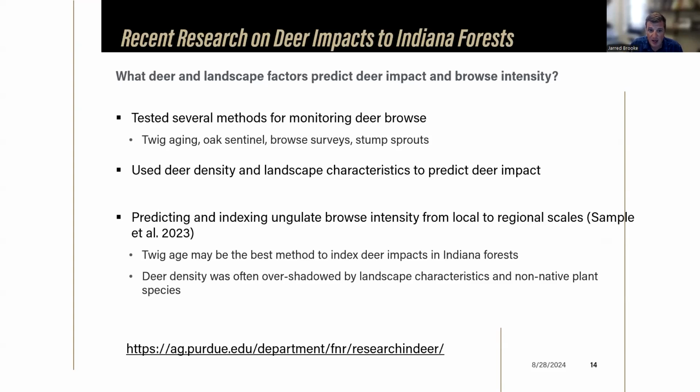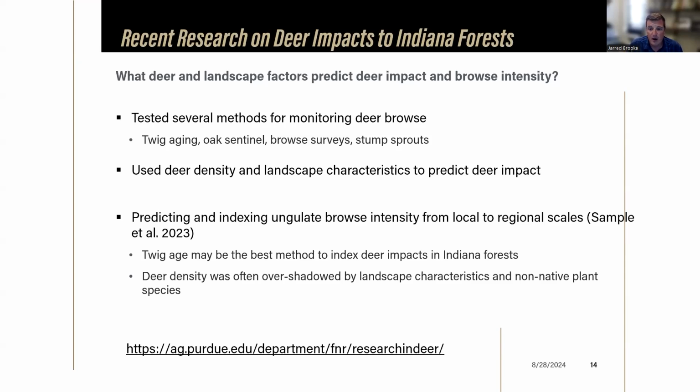But we used deer density. So we measured deer density using manned aerial flights, as well as pellet counts, so counting deer poop, and infrared trail cameras across those landscapes to predict deer densities. And then we used that deer density information and landscape characteristics to predict what level of deer impact we might see. Some of the landscape characteristics we were looking at were: what are the vegetation types on the landscape? Is it all ag? Is it all forested? Is it a mix? And so on. We had a few papers published on this that helped give us some clarity on how deer are impacting our forests and environments.